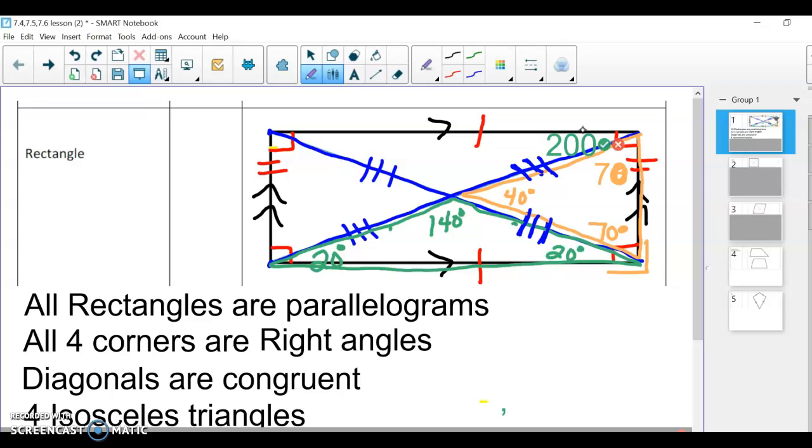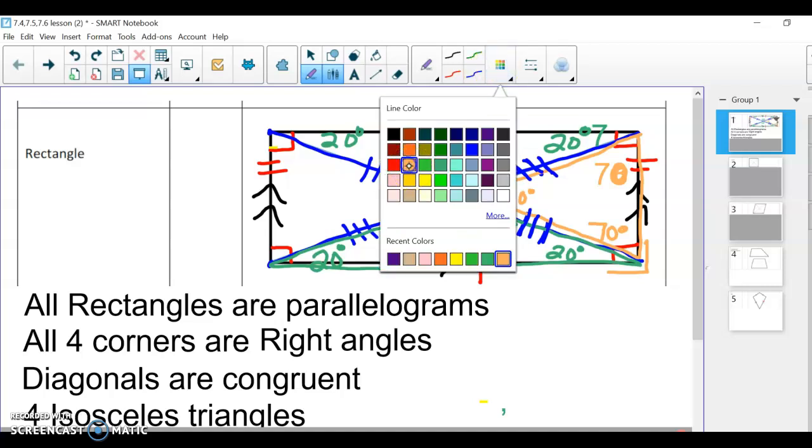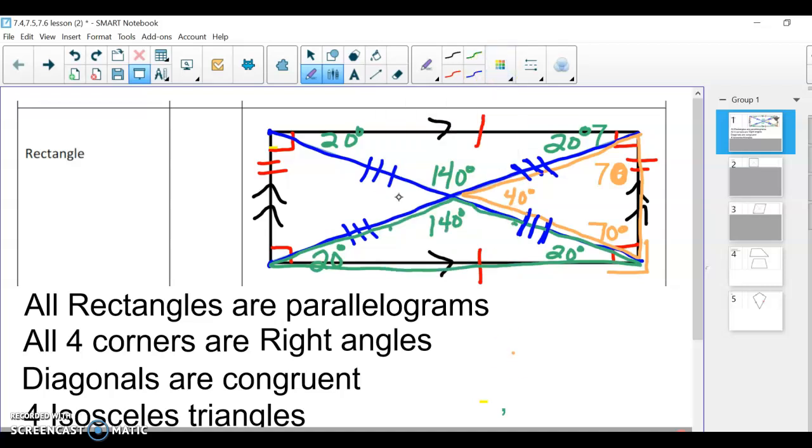Or again, you could have used the idea that this corner makes a right angle, and if we knew one was 70, the other was 20. So then this would be 20 again, isosceles triangle. This would be 140. Again, triangle sum theorem, or because we have the kissing angles. Right. And we would have this angle is 40. We could do that with the kissing angles.